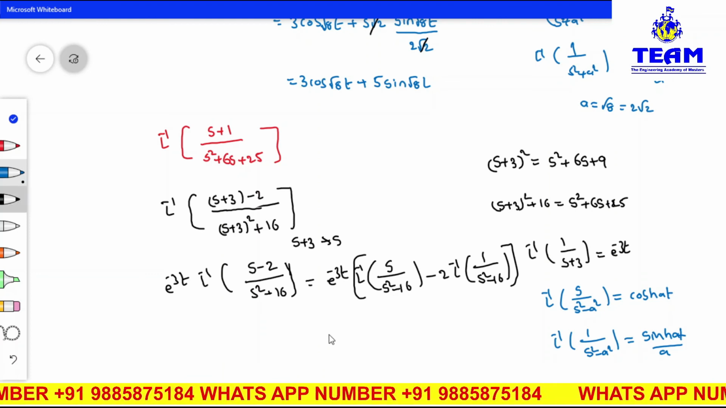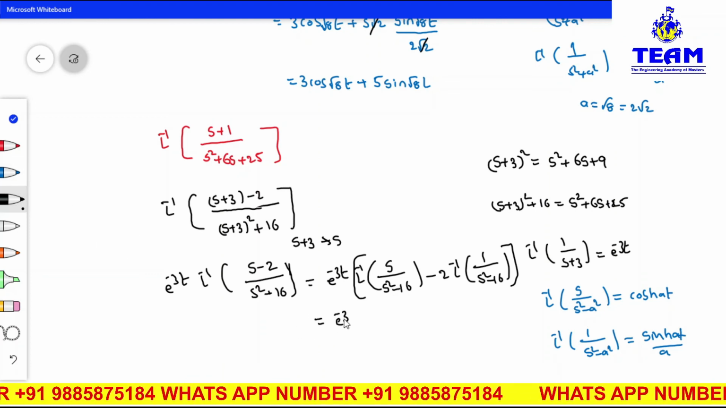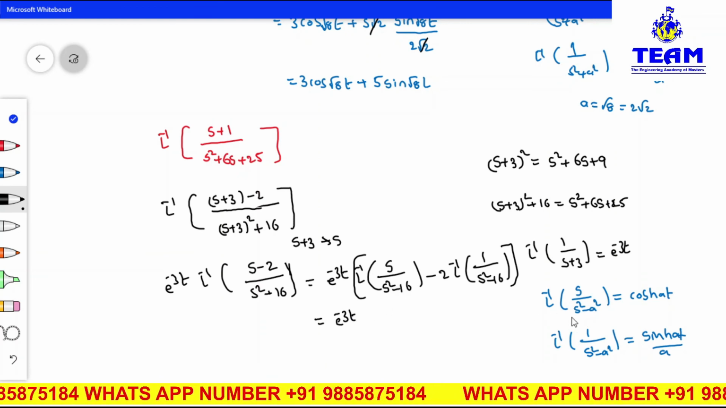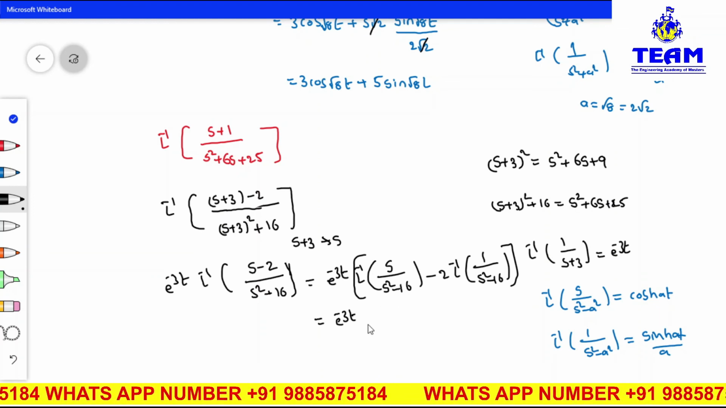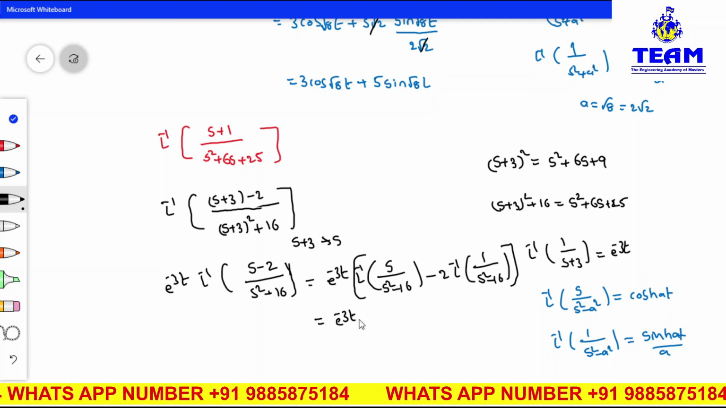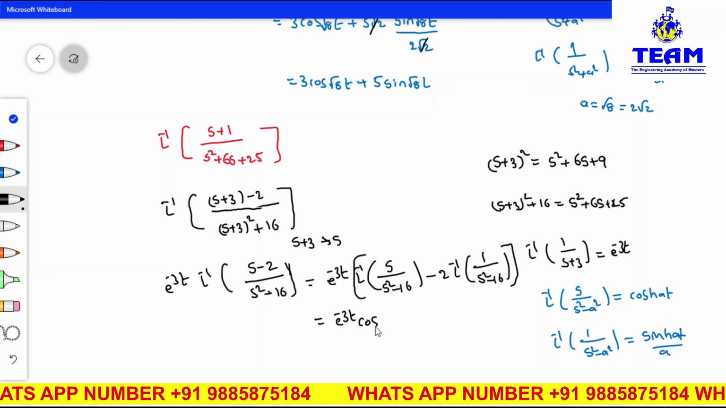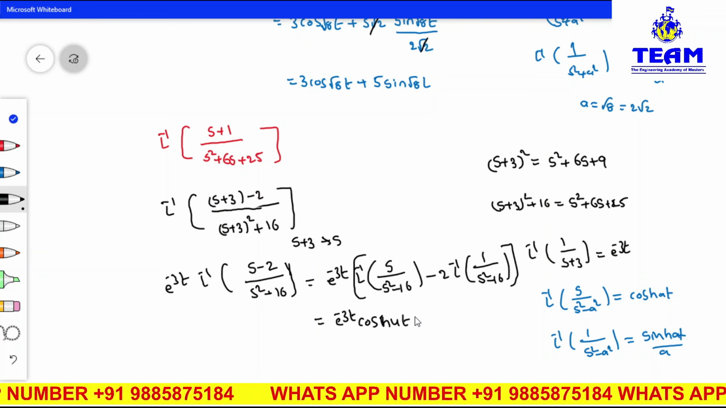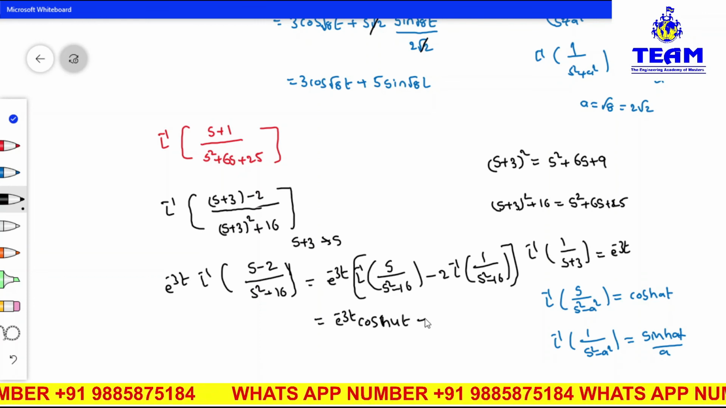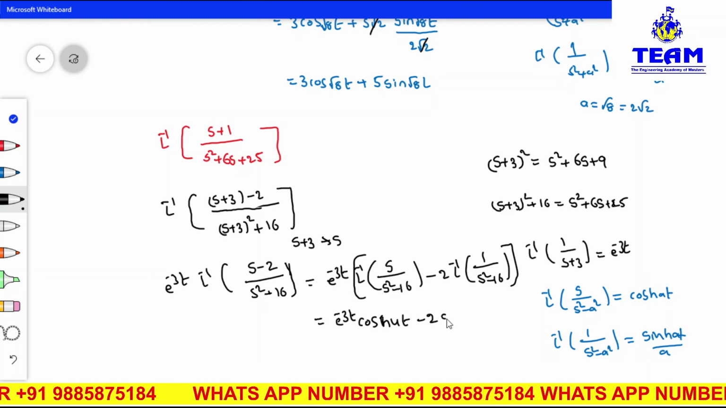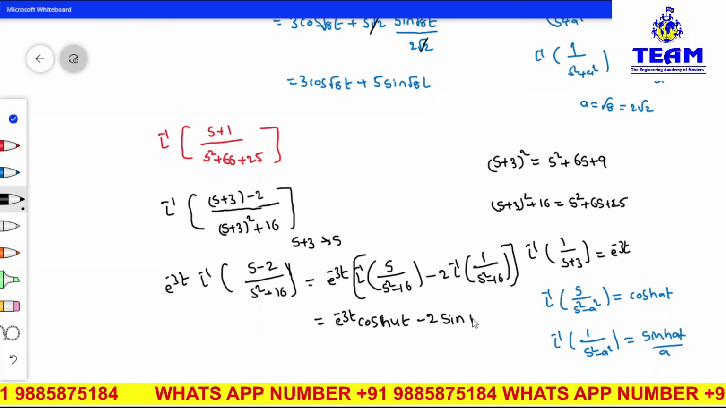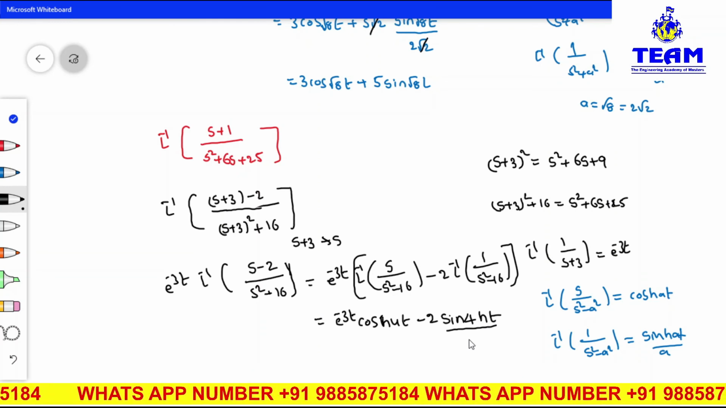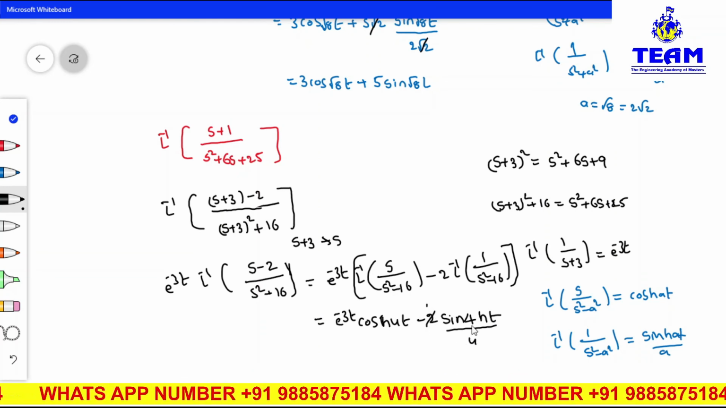Okay. Now, applying these formulas, you will have e power minus 3t into s by, meaning cosine. In place of a square, what do I have? 16. So a is equal to what? 4. Positive only we are taking, friends, remember. So cosh 4t, better to write like this. Now minus 2 times sinh 4t divided by 4. So 2 ones are 2, 2 twos are 4.